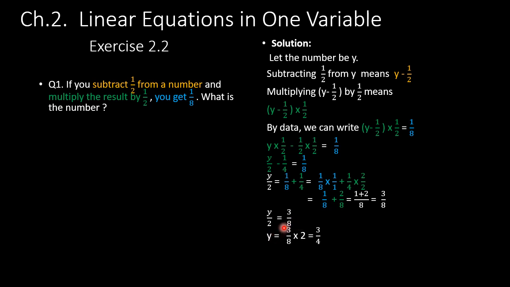Now y is equal to, here y is divided by 2, so on the other side it becomes multiplied by 2. 3 by 8 into 2. And 2 and 8 we can simplify and we get the answer as 3 by 4. So the number is 3 by 4.